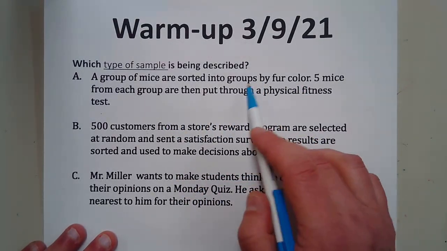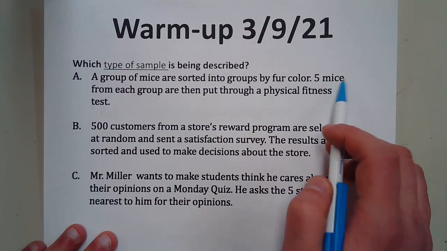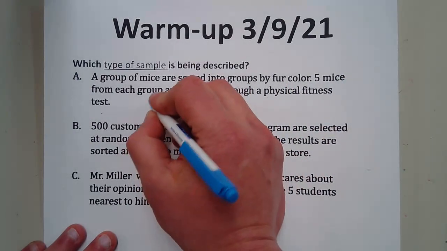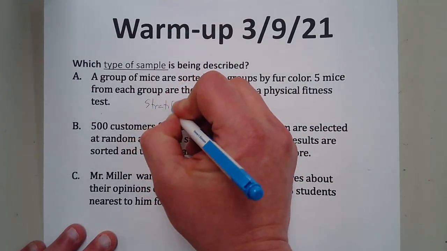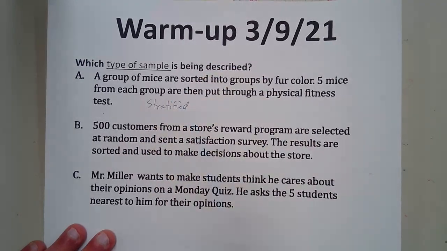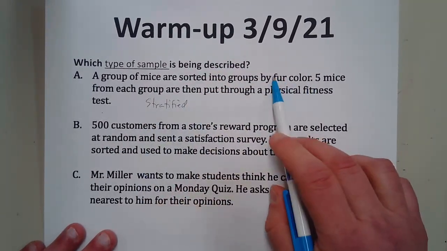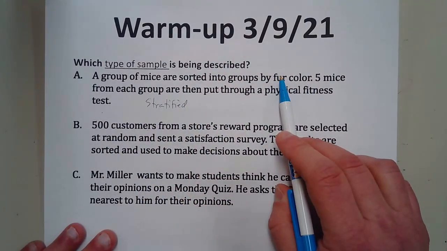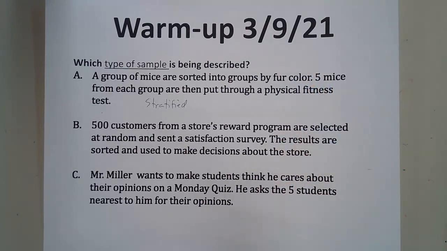So in this case, since they're sorting them by fur color and then taking 5 from each group, this is what we'd call a stratified sample. Stratified is anytime you sort your group by some sort of characteristic and then choose people from each of those groups. It helps diversify your sample.